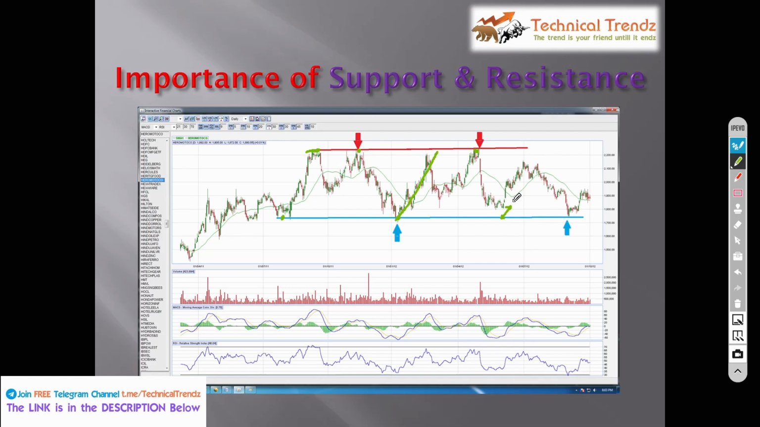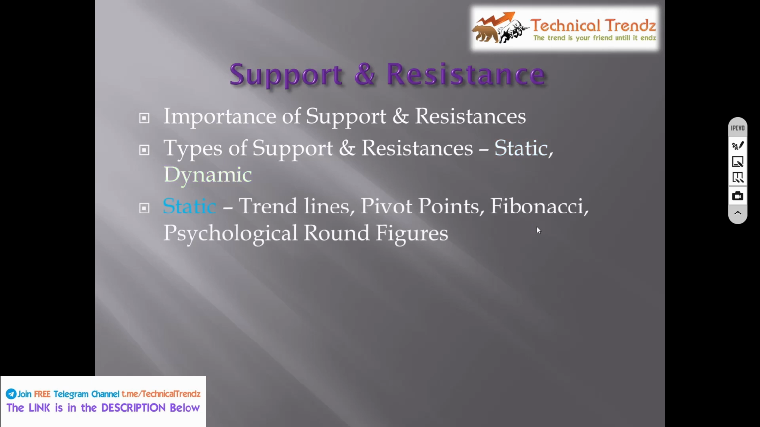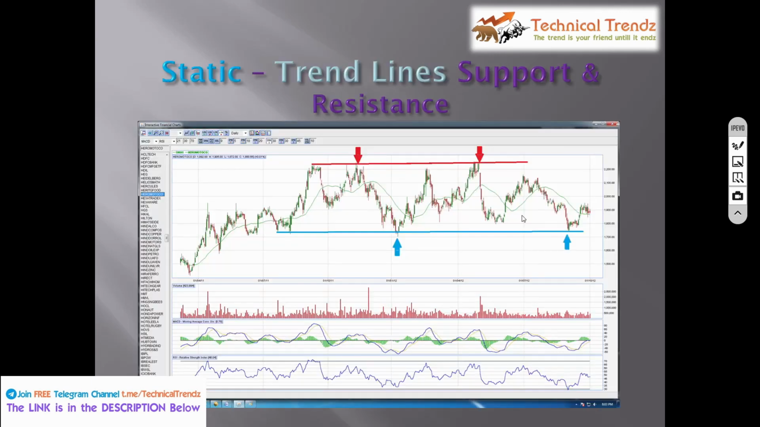So friends, from here let's see the types of support and resistances. There are two types of support and resistances. One is static, another one is dynamic. For static, the support and resistance level will not change, but for dynamic, these levels will dynamically change on the basis of price movement, price action. Let's see a few static support and resistances. One is trend lines. This picture gives us a very good example for trend lines. So let's discuss this later on.